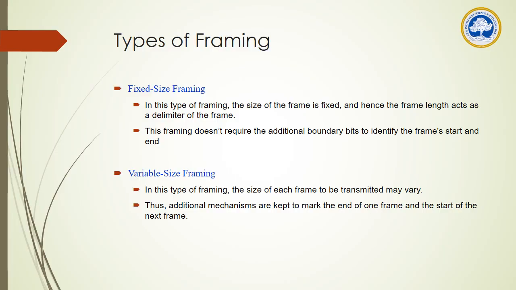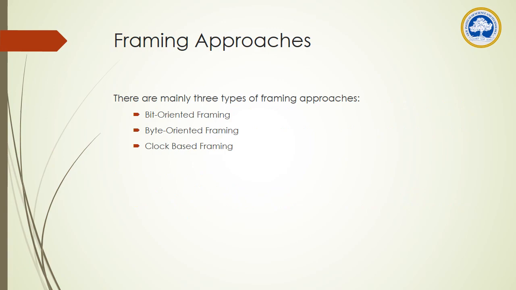Hence, additional mechanisms are kept to mark the end of the frame and the start of the next frame. For example, it is possible that out of 200 bits of data, 100 bits constitute frame 1, 25 bits constitute frame 2, and the rest of the bits constitute the third frame. Here, we have two ways that are used to define the frame delimiters, that is, the start and end of the frame in variable size framing. So, this will enable the efficiency of variable size framing.